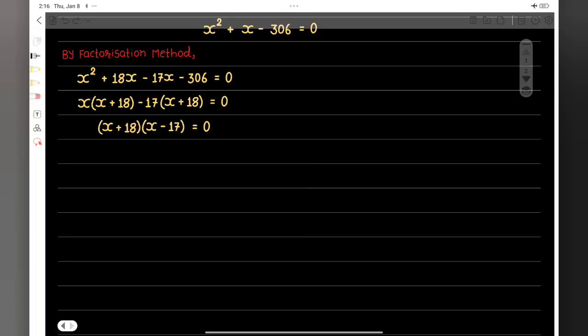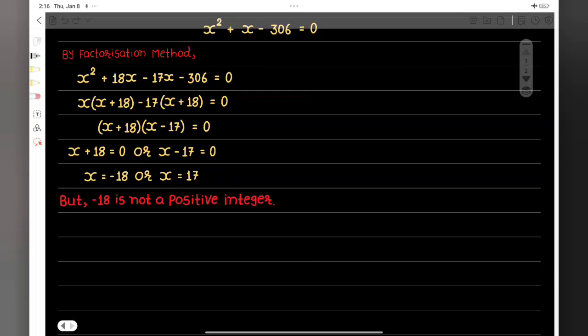Here the product of two terms is 0, means either one of them is 0. x plus 18 is equal to 0 or x minus 17 is equal to 0, means x is equal to minus 18 or x is equal to 17. But the question is find two positive integers. But here minus 18 is not a positive integer. Actually minus 18 is an integer but negative integer. Therefore our answer is x is equal to 17.